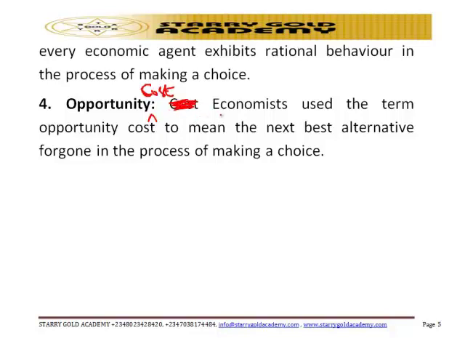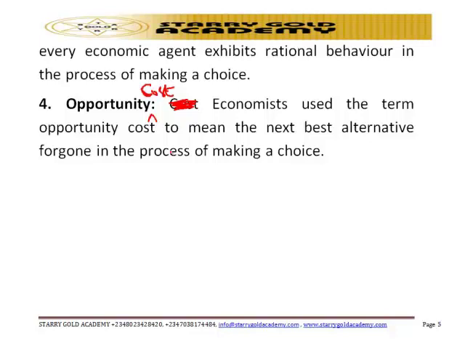So economists use the term opportunity cost to mean the next best alternative forgone in the process of making a choice. The next best alternative forgone in the process of making a choice. So every one of us embarks on this every day of our life. There are alternatives we give up in exchange for one commodity.